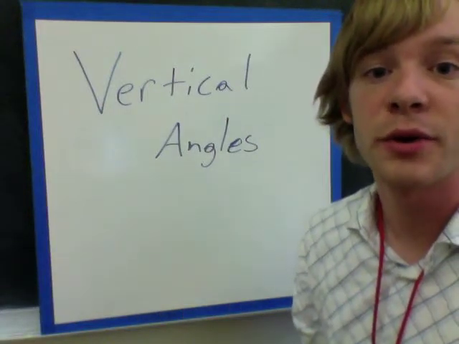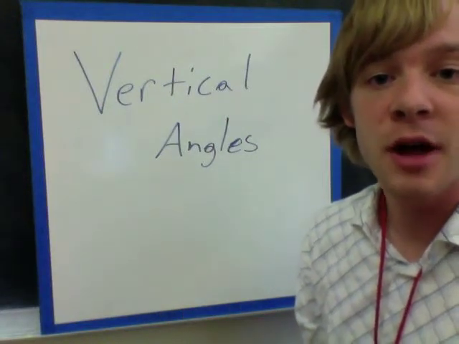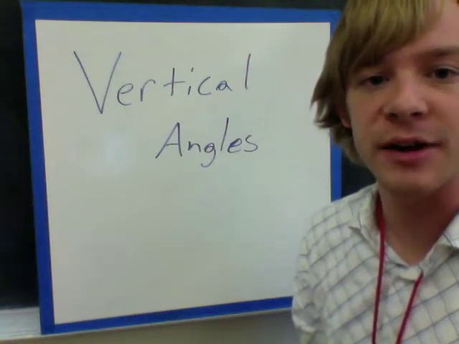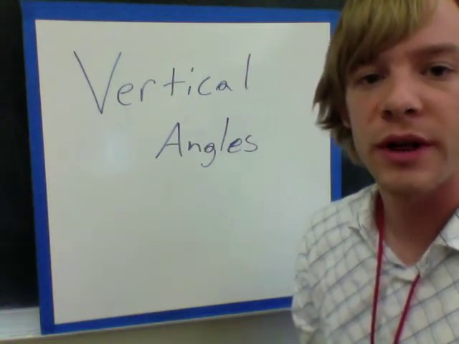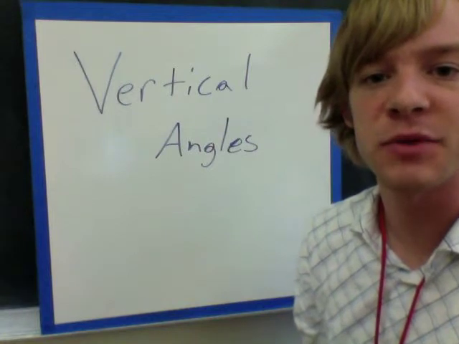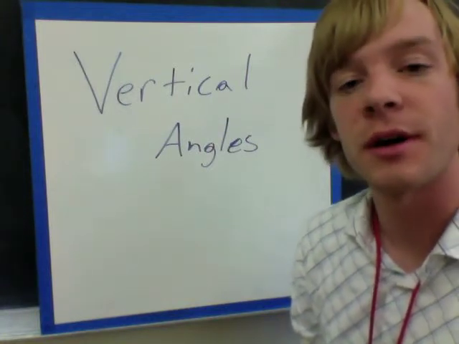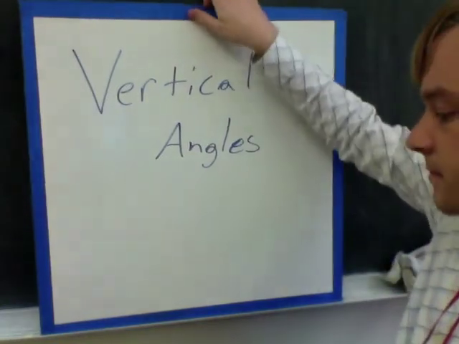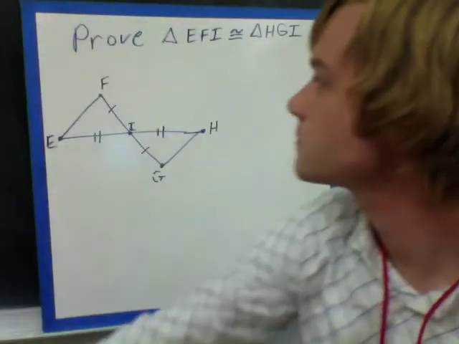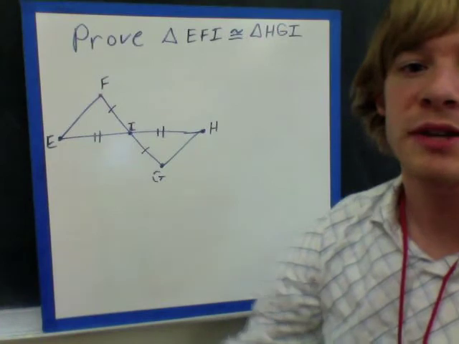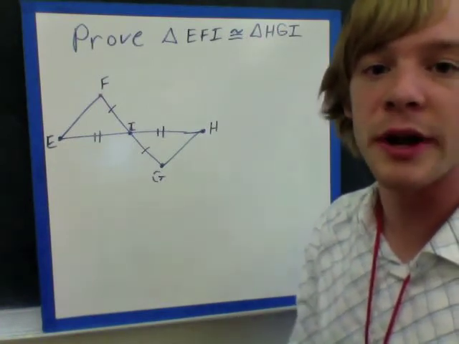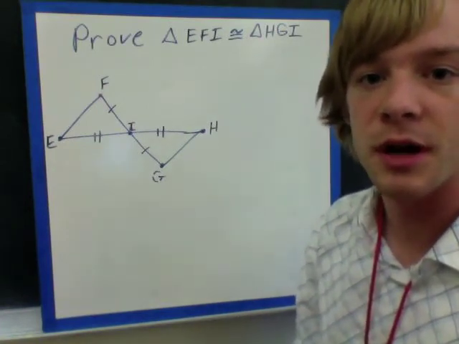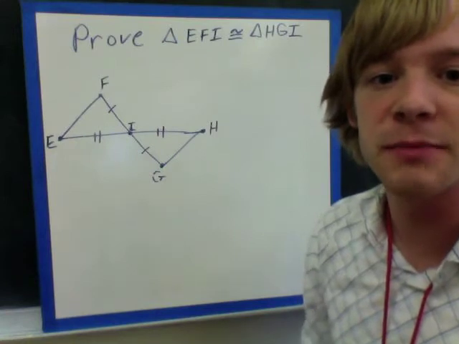Hi there. We are going to be looking at an example of how to use the vertical angle rule with the problems that we've been working with and the triangles. So let's take a look at this. We're asked here to prove that these two triangles are congruent. It's just like we've been doing in the previous problems.